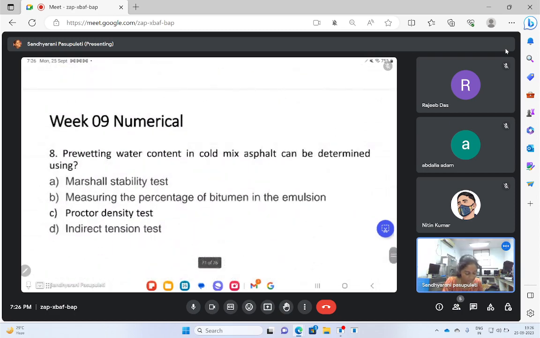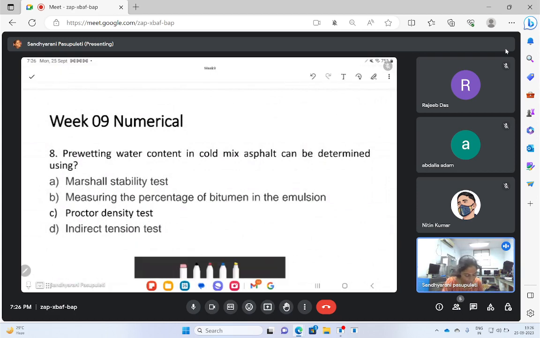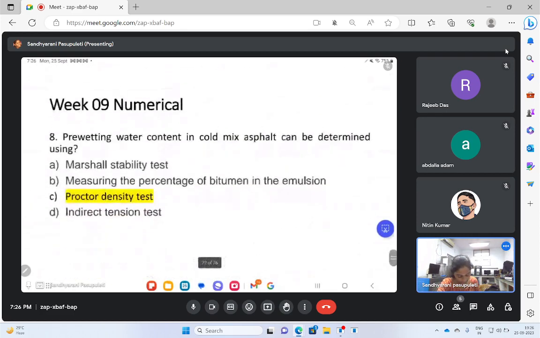Pre-wetting water content in the cold mix asphalt can be determined using. So initially when we add the pre-wetting water to the gradation, how do we confirm that there is sufficient pre-wetting water? We have two tests. One is coating test, minimum 50% of the gradation should be coated, and another is the maximum density. How do we calculate the maximum density? Using the Proctor density test. Okay, so option C is the correct.